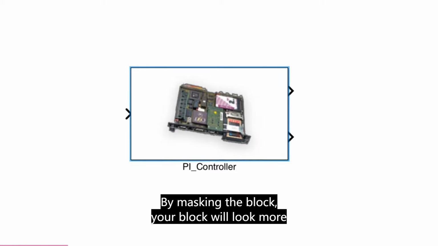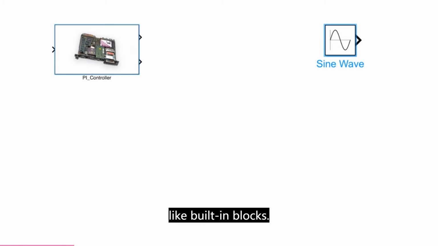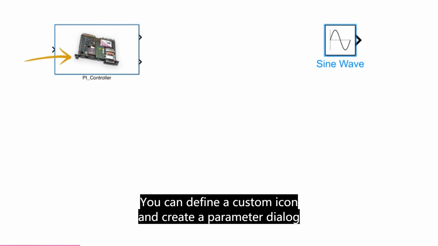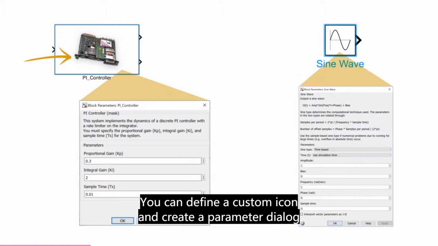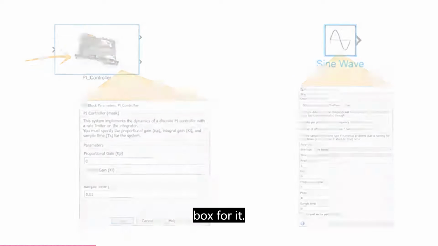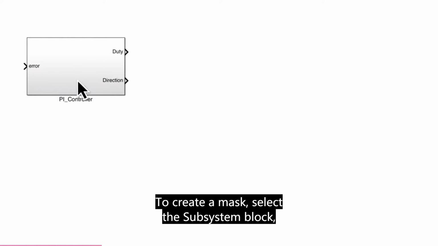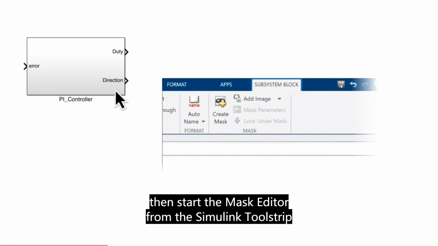By masking the block, your block will look more like built-in blocks. You can define a custom icon and create a parameter dialog box for it. To create a mask, select the subsystem block, then start the mask editor from the Simulink toolstrip.